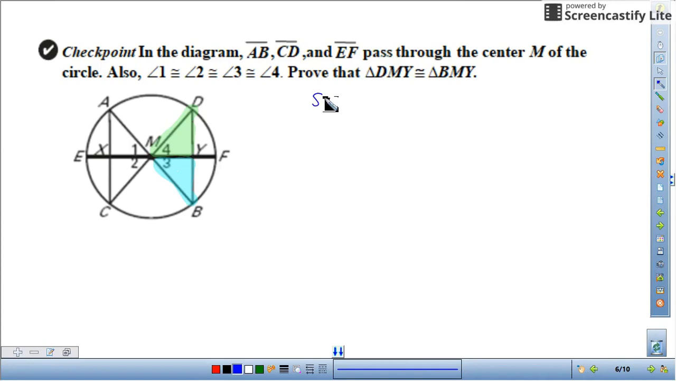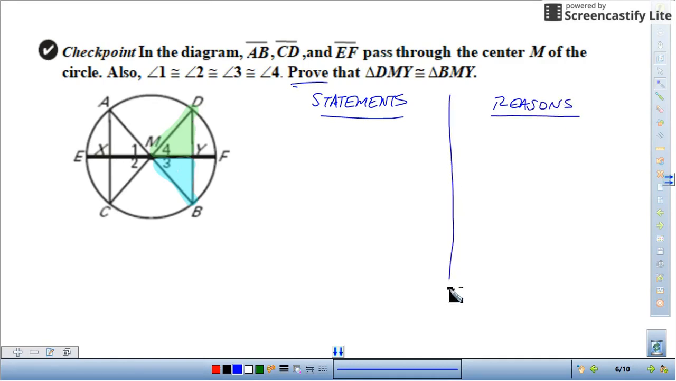All right, so let's go ahead and set up a two-column proof. Since it says prove, we typically want to start a proof with a given. So let's use something that we know is going to be helpful to us. We were given that these angles were congruent, and we know that 3 and 4 are both angles in our triangle. So let's use the fact that angle 3 is congruent to angle 4, and that is because it was given to us.